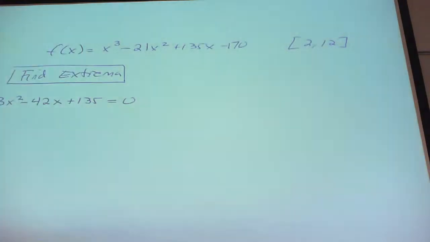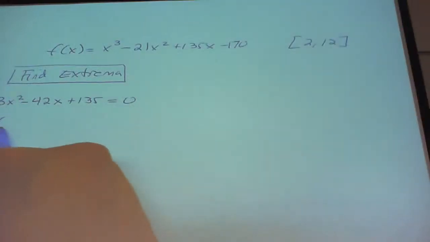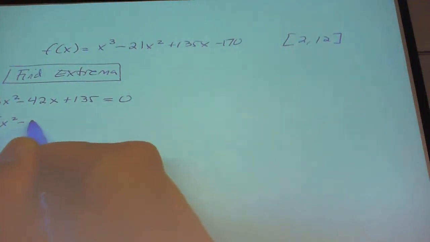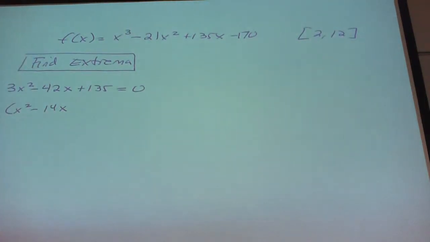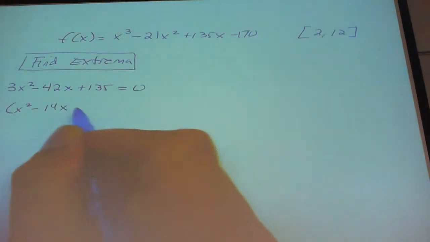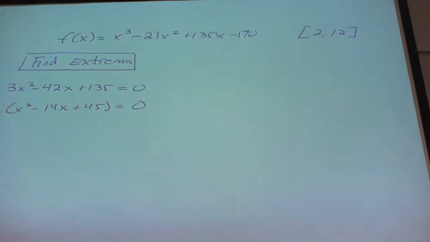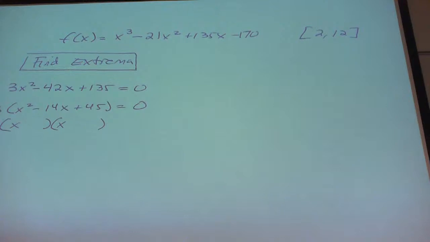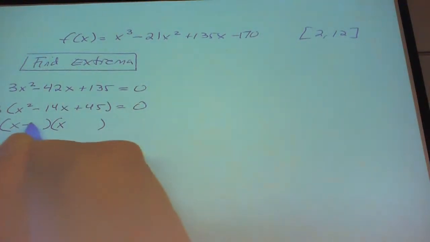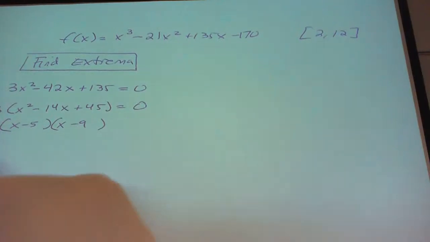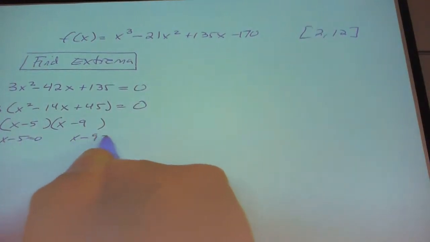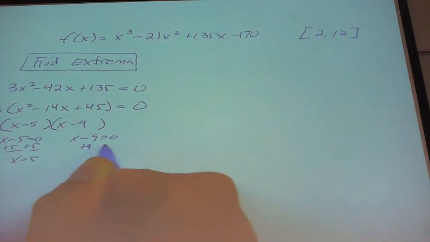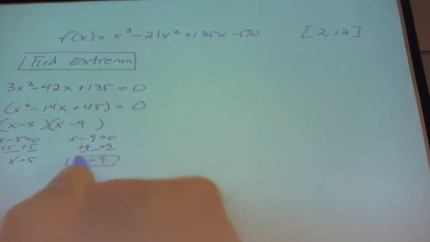Now, I will tell you, since my solutions are nice answers, this will factor nicely. If you were able to factor it, you would have probably pulled out the 3 first, which would have left you with x squared minus 14x plus 45. And then you would have factored: what two numbers multiply to 45 but add to 14? 5 and 9. Minus 5, minus 9. Then set each piece equal to 0. You get x equals 5. x equals 9. Now let me stop here, okay?